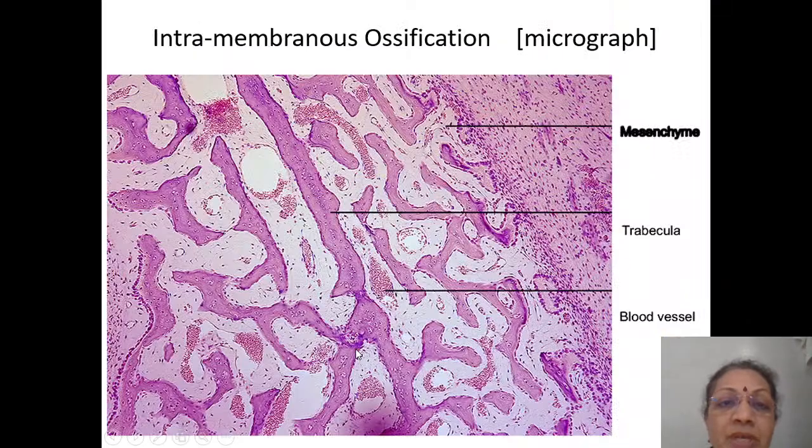bone marrow also transforms. The second type of ossification is called intramembranous ossification. Right? This is a very interesting picture because it's an actual photomicrograph. That means we took a piece of bone which was in developmental stage. That means it wasn't yet bone, it was a membrane. And since it wasn't mineralized, we could stain it, right?